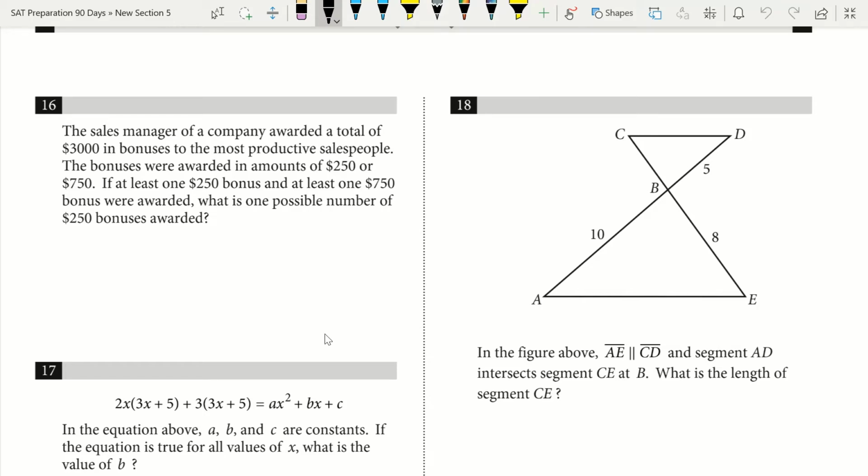Today is day 24 in our 90-day SAT prep series. So today we're going to be spending half an hour with the math section, and then we'll switch over and do half an hour with the writing section. As far as what we're going to get into today, we're going to be taking SAT practice test 2. We're going to be going through problems 16 through 20 of the no calculator section, and then we'll do problems 16 through 23 of the math with calculator section.